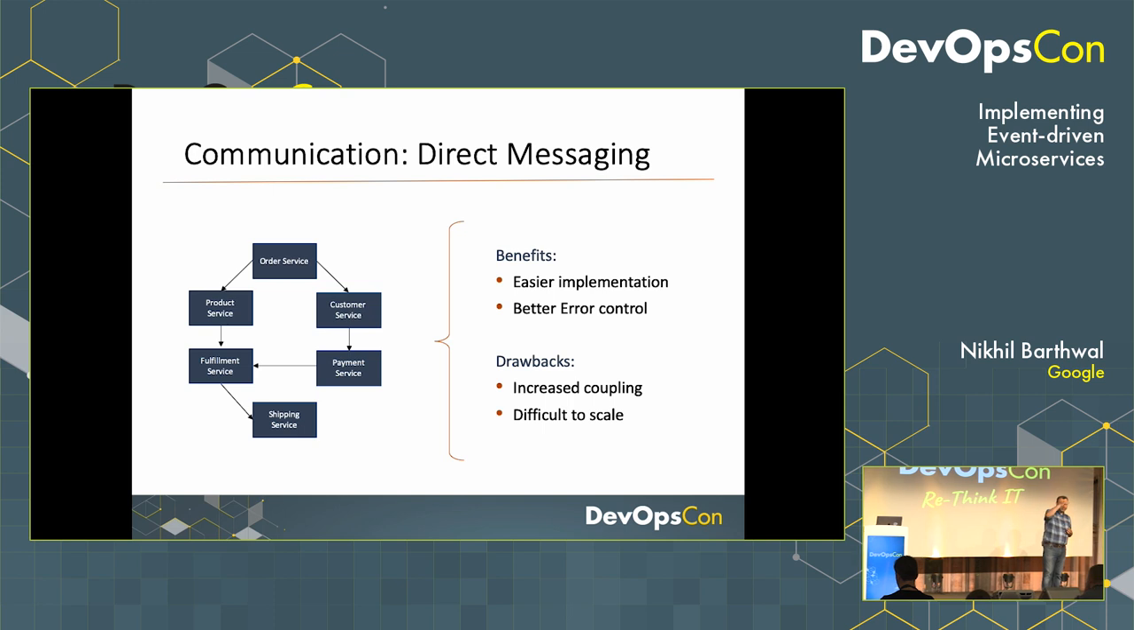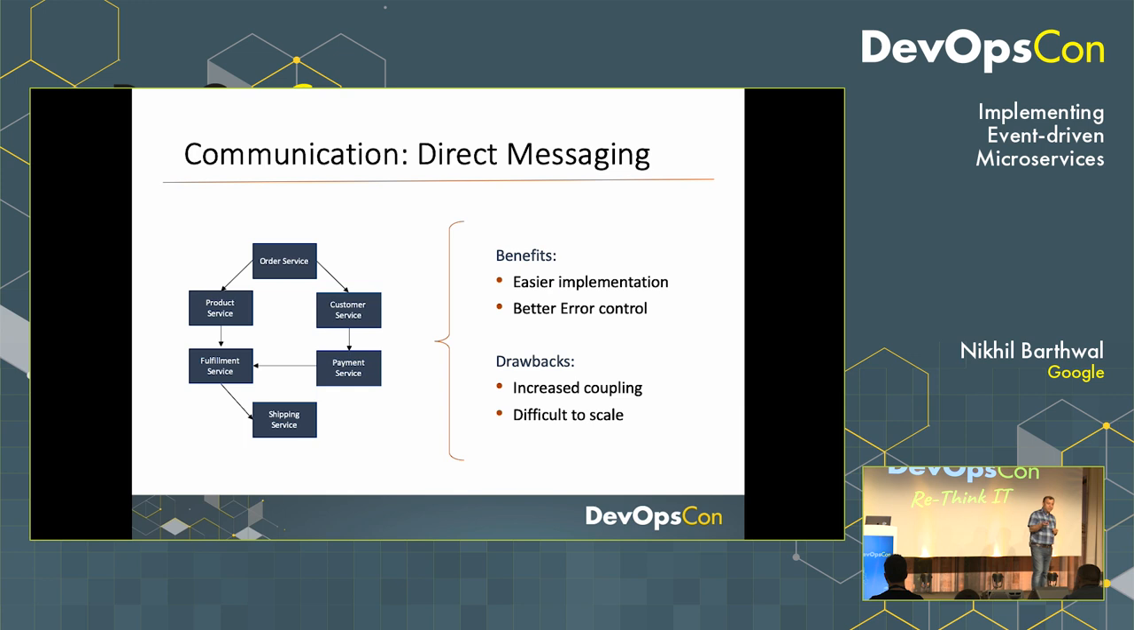Whereas in a message broker, order service just sends an event, and then it has no idea what happened to that event. I mean, the product service might pick up that event, hopefully. If it doesn't for any reason, order service doesn't really know. So as a result, with direct messaging you have very high visibility. If something goes wrong, you can actually take precautionary actions.